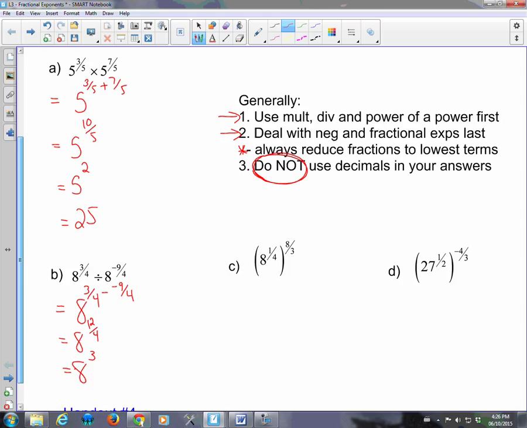So I have 8 to the exponent 3. You get your calculator out. 8 to the exponent 3 is 512.